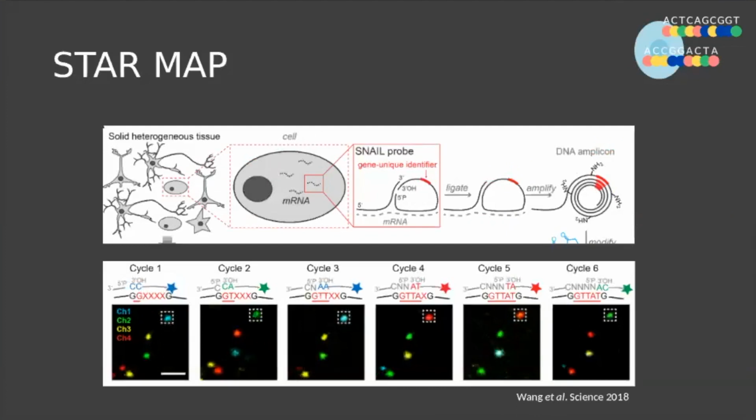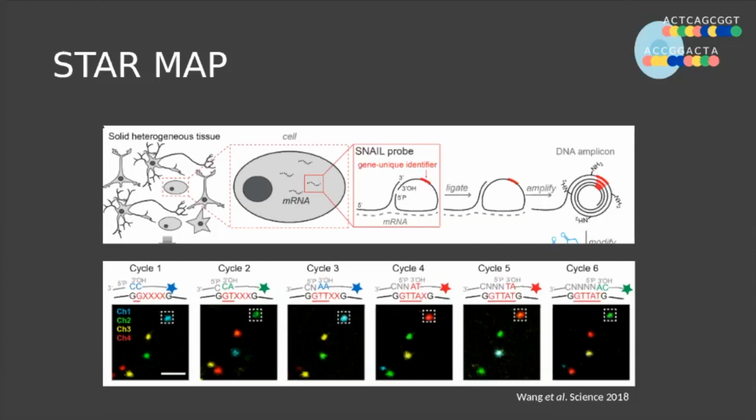More recently, there's another method based on in situ sequencing, which is called StarMap, and they have a slightly different approach to making this rolling circle amplification. So they don't do reverse transcription, which is great because it's very inefficient. They have a probe which identifies the gene like this, and then they use another probe, which they call the snail probe, to bring the ends of the first probe together.